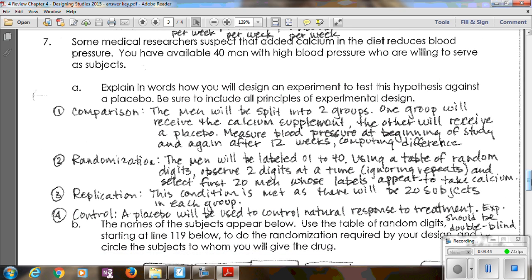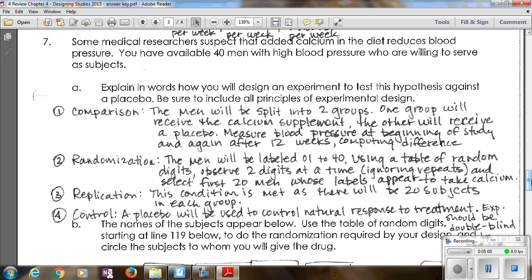And number 7. It says, some medical researchers suspect that added calcium in the diet reduces blood pressure. You have available 40 men with high blood pressure who are willing to serve as subjects. So in part A, it says, explain in words how you will design an experiment to test this hypothesis against a placebo. So you're told you're going to be using a placebo in this case. Then it says to be sure to include all principles of experimental design.